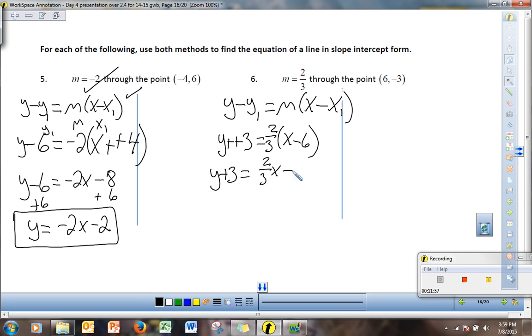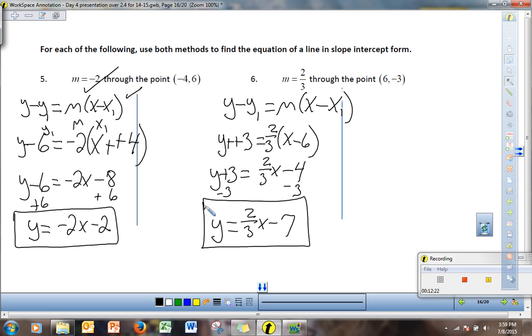So I've got y plus 3 equal 2/3 x minus, and you can use your calculator. You'd go 2/3 times negative 6. I'm going to do this. 3 divides into 6 2 times. 2 times 2 is 4. I'm going to minus 3 from both sides. Ending answer, y equal 2/3 x minus 7.